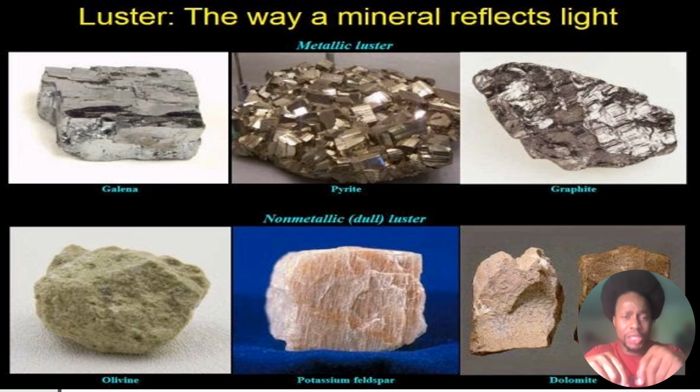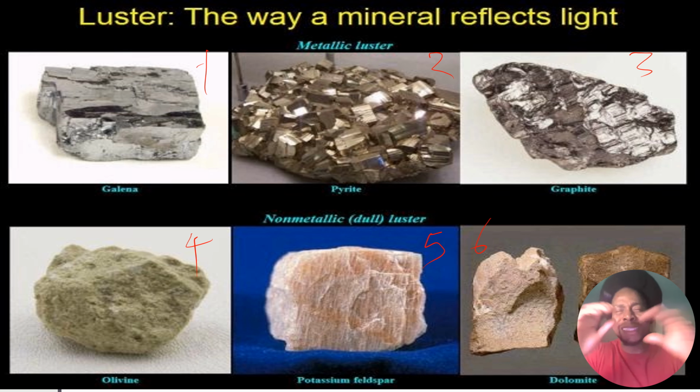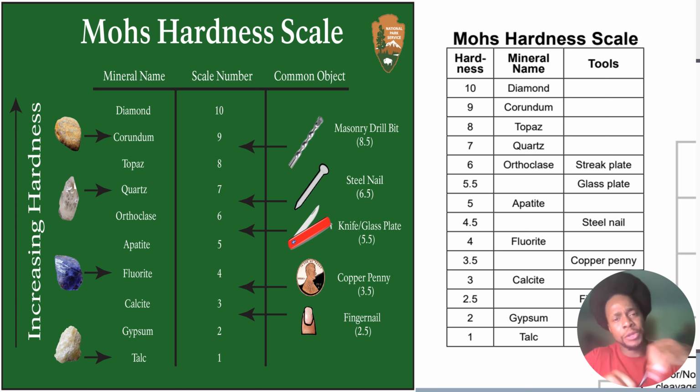So let's talk about the luster. Up here we have three examples. I call this one, two, and three. 1, 2, 3 have a metallic luster, which means they reflect light the way a metal would reflect light. The ones at the bottom are non-metallic, so we'll call this 4, 5, and 6. They don't shine. They are dull. They don't shine like a metal would. So that is it about luster, really. Metallic luster and non-metallic luster.